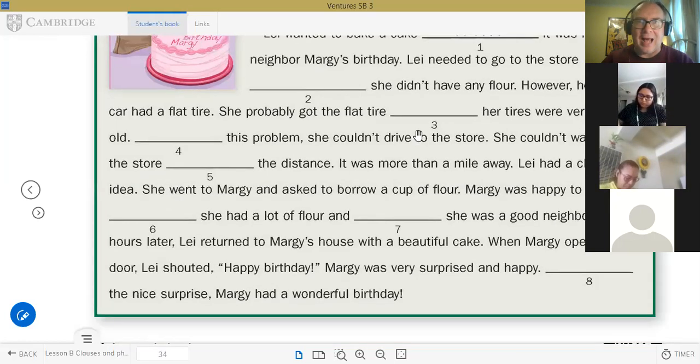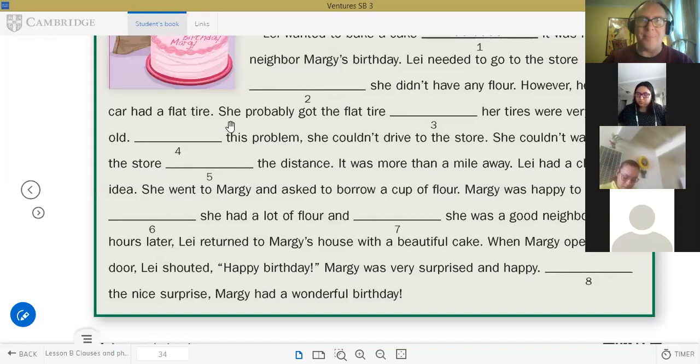All right, but now look at this next one. This problem. Because of. Perfect. This problem is a noun. So we're going to say because of. The next one says, because of this problem, she couldn't drive to the store. She couldn't walk to the store because of the distance. Perfect. You ladies are doing great. Distance is a noun. It was more than 1 mile away.